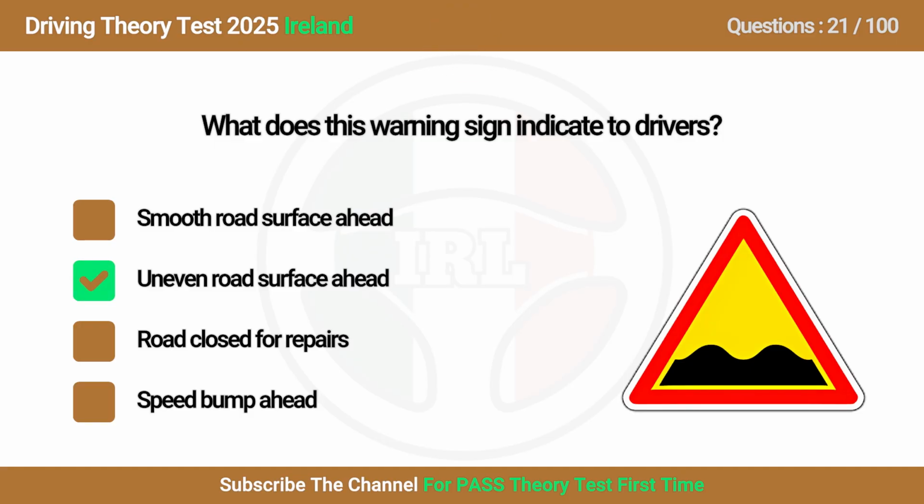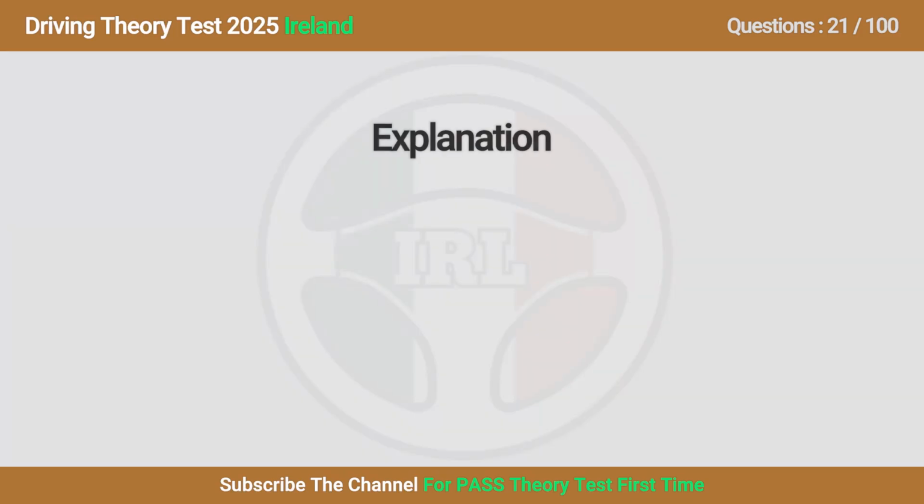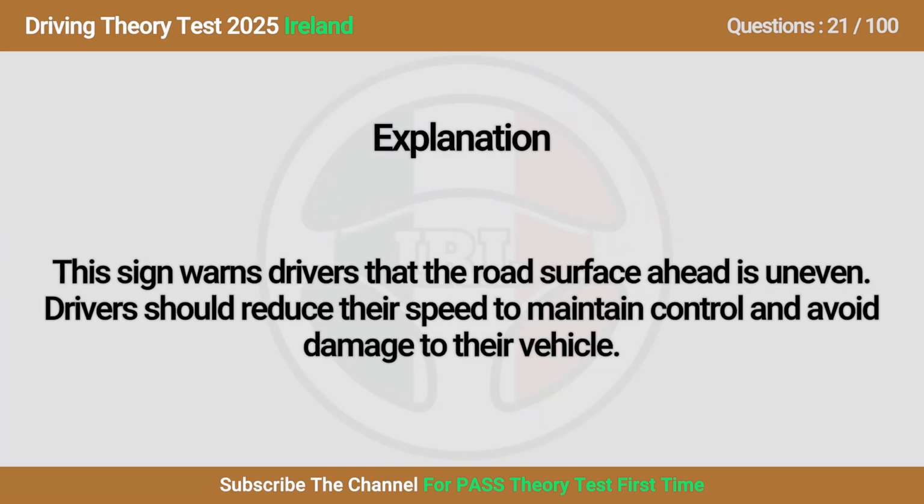Answer is B. Uneven road surface ahead. This sign warns drivers that the road surface ahead is uneven. Drivers should reduce their speed to maintain control and avoid damage to their vehicle.